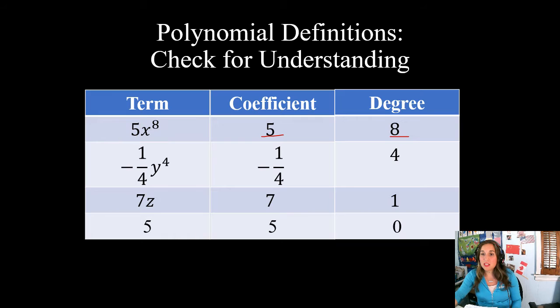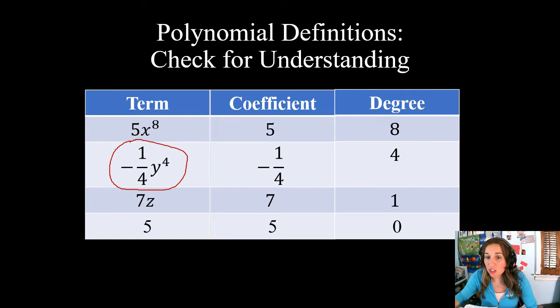All right. Let's look at our next term, negative 1/4 y to the 4th. In this term, we actually have a fraction for our coefficient. Our coefficient, remember, is the number in front of our variable. That can be a fraction. And it can be negative. And whenever you have a negative, you need to take that with you as part of your coefficient. So because we have negative 1/4 y to the 4th, our coefficient, our number, is the entire negative 1/4. You have to take that negative with you. And of course, our degree, the power that our variable is being raised to, is 4.